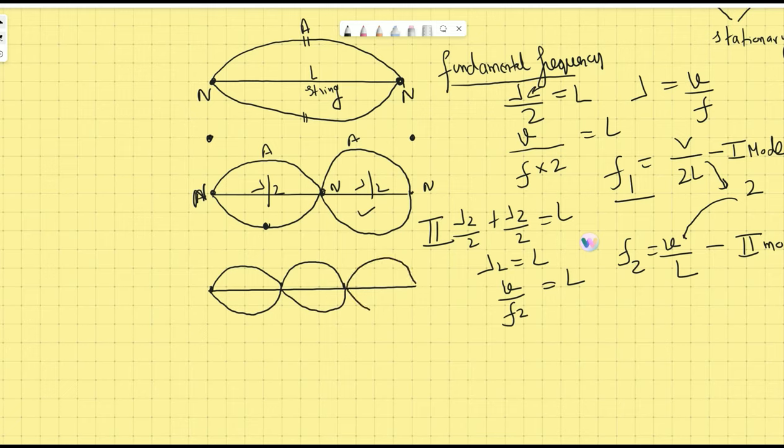This is the third one, right? So this is again a third mode. And obviously, again, this is lambda 3 by 2. This wavelength is different from this wavelength, is different from this wavelength. It's a shorter wavelength. This is also lambda 3 by 2. This is also lambda 3 by 2. So 3 times lambda 3 by 2 is equal to L.